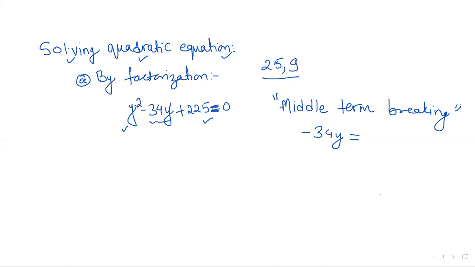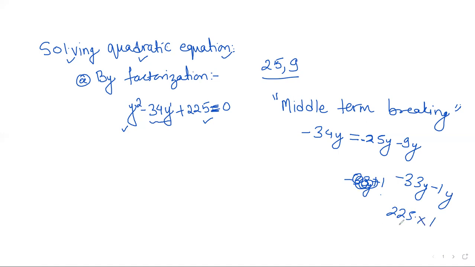And the two numbers are, we can do it like negative 25y, negative 9y. So here I'm not telling you how I got these two numbers. Why isn't it negative 30y, negative 33y, negative 1y? Because adding these two would also give us negative 34y. Or why is it not 225y, 225 times 1? Because multiplying this gives us 225. Why?